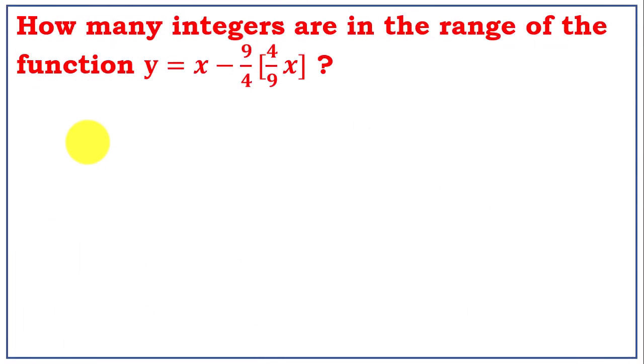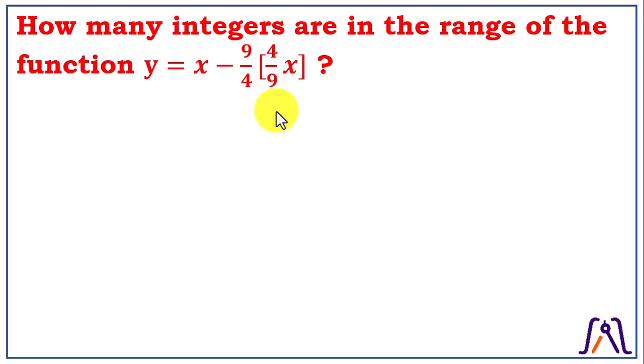Today I'm here with another fascinating math problem, and this time we are diving into the topic of the greatest integer function. Let's read the question. How many integers are in the range of the function y is equal to x minus 9/4 of the floor of 4/9 of x? Okay, so to tackle this problem, I'm going to show you two different methods. The first method is more straightforward and gives us the answer from a broader perspective. So let's start with that one.